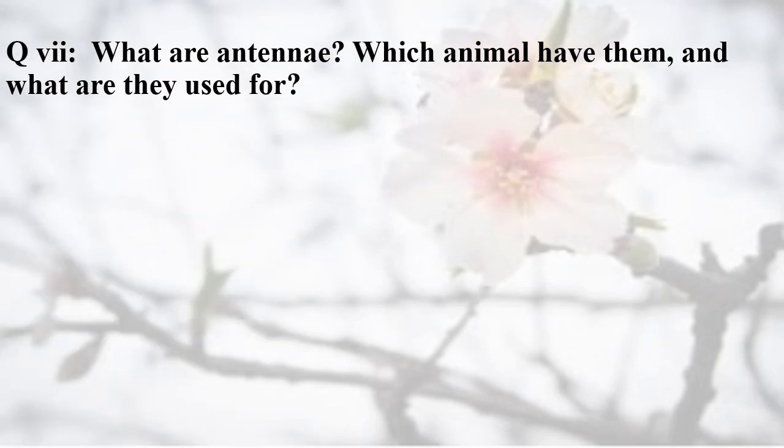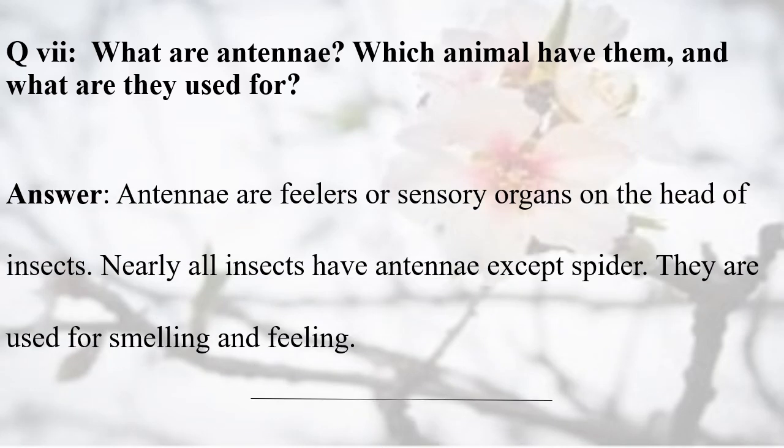Question number 7 of your book is, what are antennae? Which animals have them and what are they used for? The answer is, antennae are feelers or sensory organs on the head of insects. Nearly all insects have antennae except spiders. They are used for smelling and feeling.